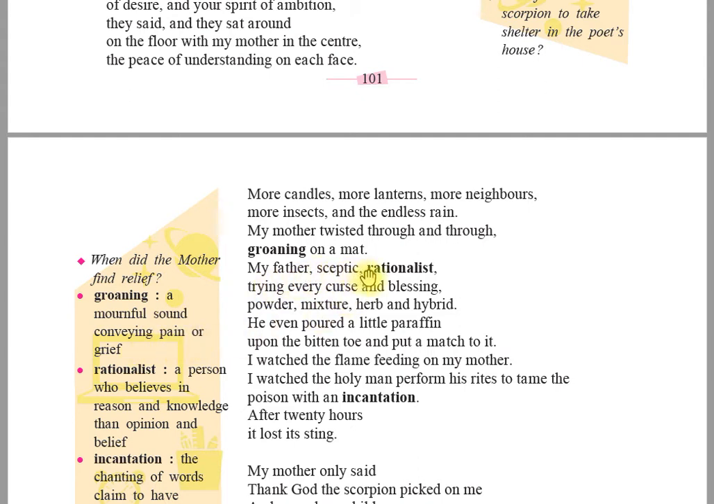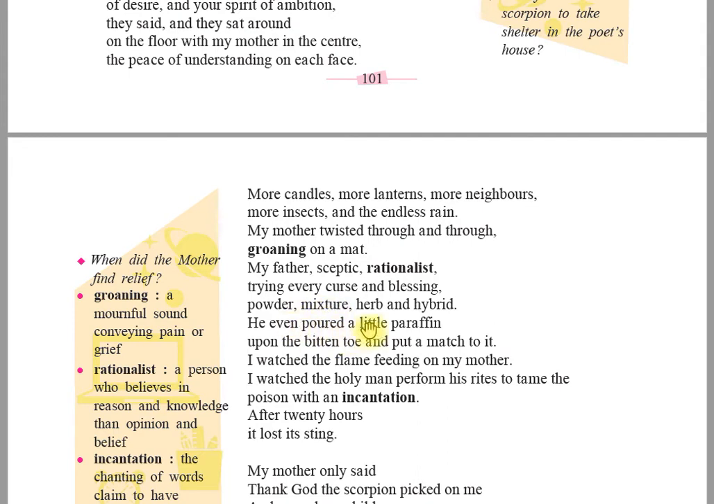My father, skeptic, a rationalistic. Rationalistic means a person who believes in reasons and knowledge. It's called a rationalist person. Trying every curse and blessings, powder, mixture, herb, and hybrid. Hybrid means a combination of two things. So all these medicines were tried. Like some powder was tried, mixture was tried.